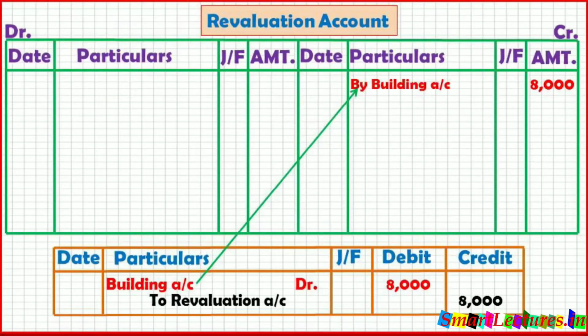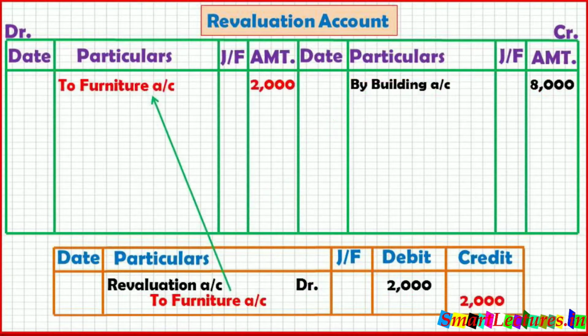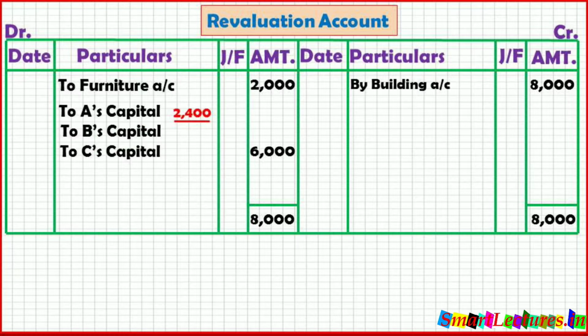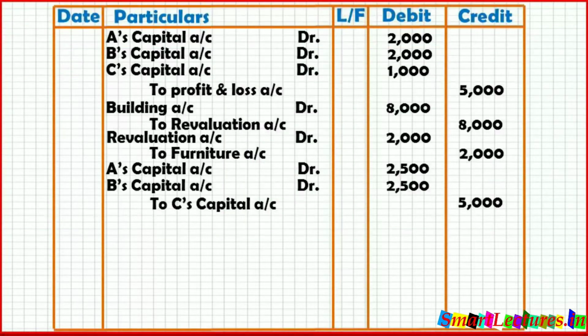So first of all, by building 8,000, and then to furniture 2,000, and total on both sides 8,000. 6,000 is the balancing figure on the debit side. It means this is the profit, and this profit will be transferred to A, B, C in their old ratio. So to A's capital, to B's capital, to C's capital: 2,400 in inner column, 2,400 in inner column, 1,200 in inner column, and in the outer column will be 6,000. There is a profit. We have already left the space for one journal entry.